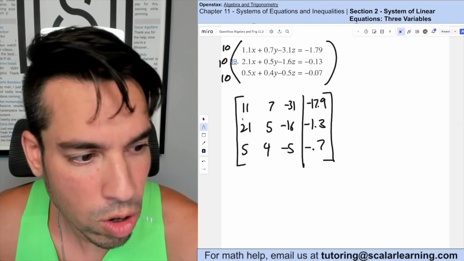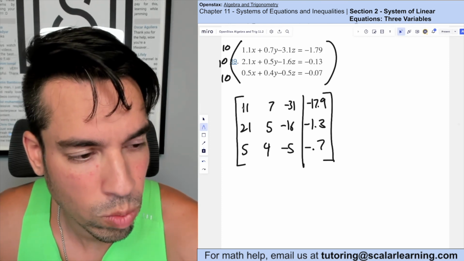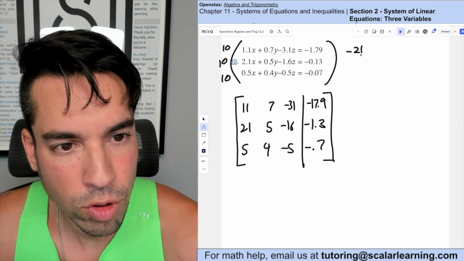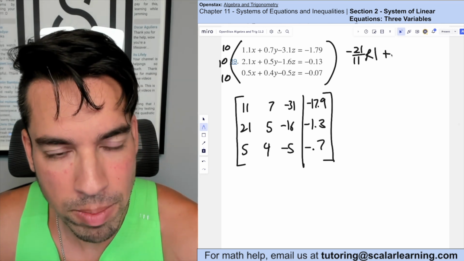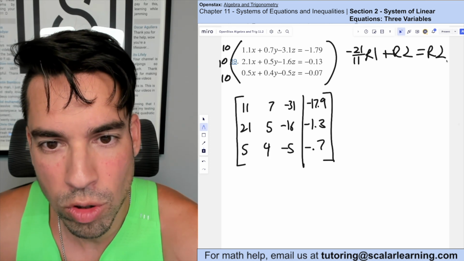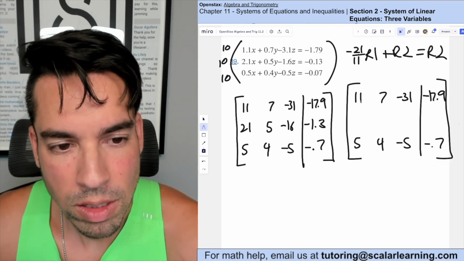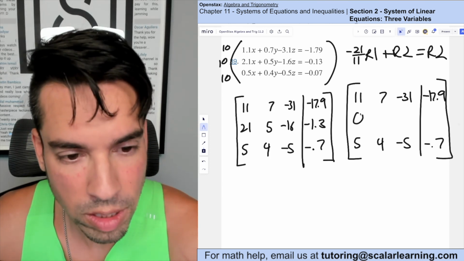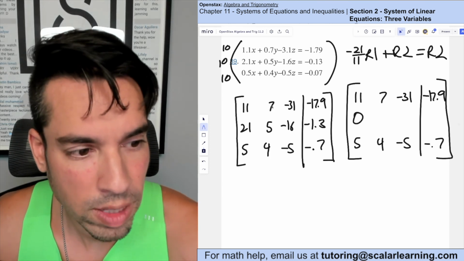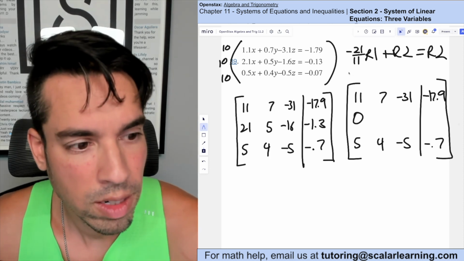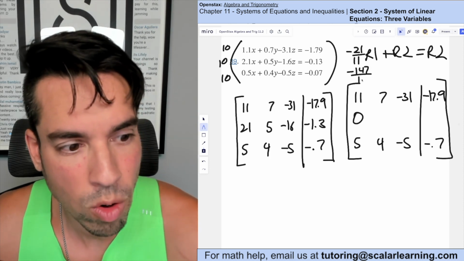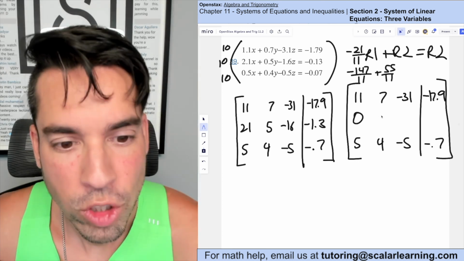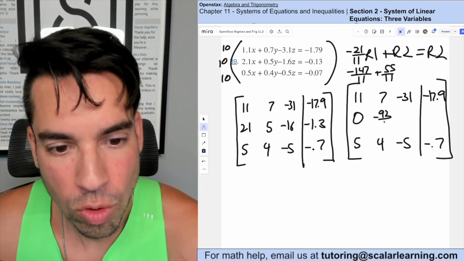Okay, next we're going to target this guy. I want to get rid of that. So what am I going to do? I'm going to multiply row 1 by negative 21 over 11, and I'm going to add it to row 2 to get a new row 2. Let's write that out. Negative 21 over 11 times 11 is negative 21. And then negative 21 plus negative 21 is 0. Negative 21 over 11 times 7 is negative 147 over 11 plus 5, which is 55 over 11, which is going to give me negative 92 over 11.